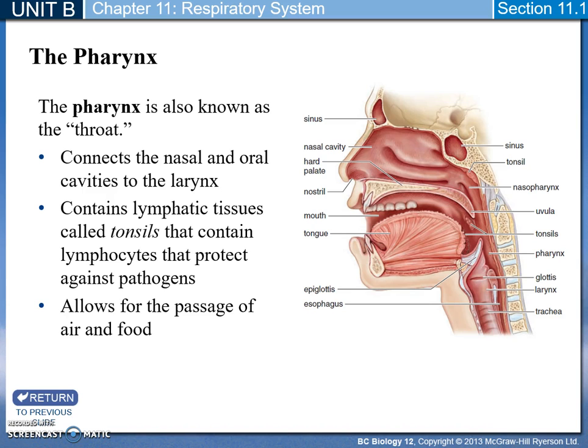The pharynx, also known as the throat, connects the nasal and oral cavities to the larynx and contains lymphatic tissues called the tonsils. These contain lymphocytes and protect against pathogens, and the pharynx allows for the passage of air and food.